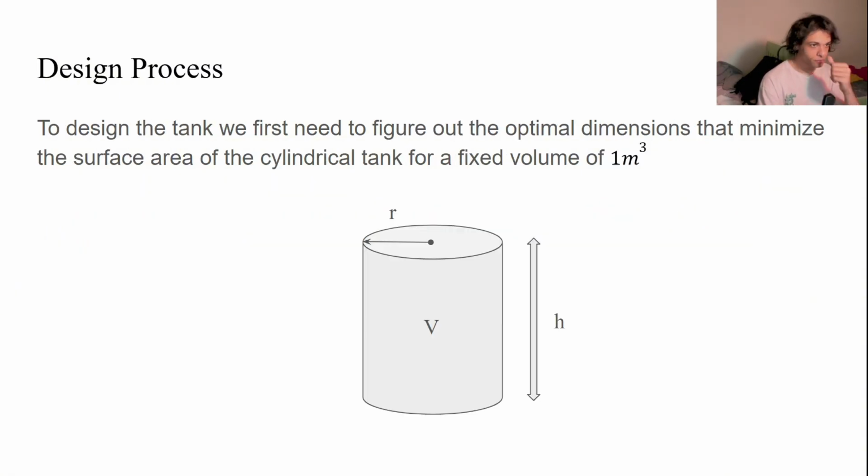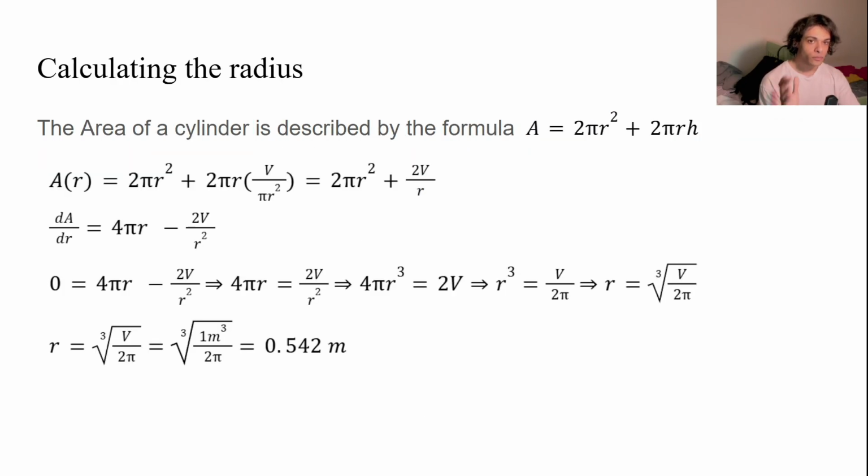Since the volume is 1 meter cubed, and 1 meter cubed is not a small number. 1 meter cubed of water is around 1,000 kg or 1,000 liters. So that's a lot of pressure that's going to be acting on the tube. To calculate the area of the cylinder, or the tube, we have the formula for the area, which is 2 pi r squared plus 2 pi r h, h being the height and r being the radius.